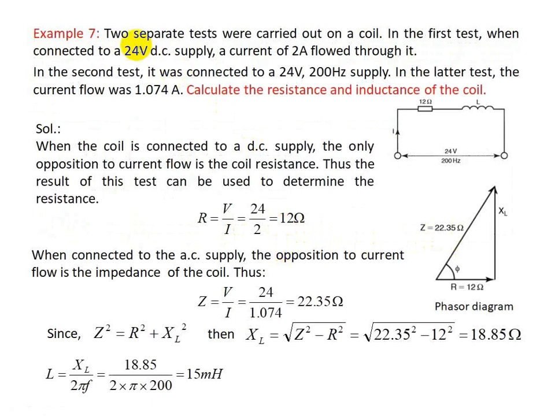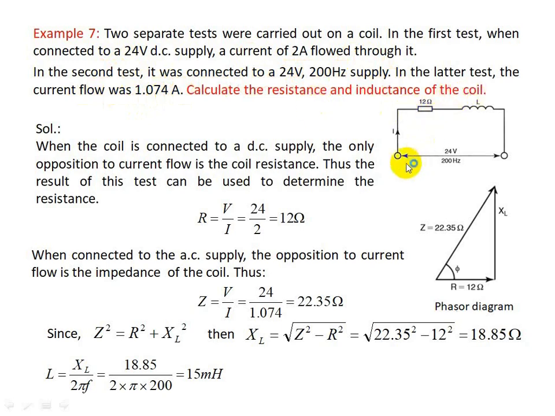We'll see the next problem. Two separate tests were carried out on the coil. First test, a DC supply of 20 volts is applied and it is found that 2 ampere is flowing through the circuit. The second test, it is connected across a 24 volts 200 Hz AC supply. In this test, it is found that the current flowing is 1.074 ampere. You have to calculate the resistance and inductance of the coil.